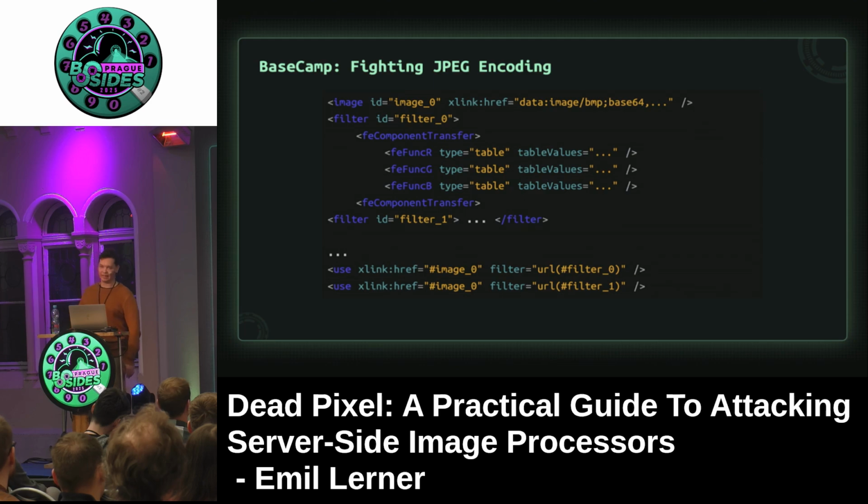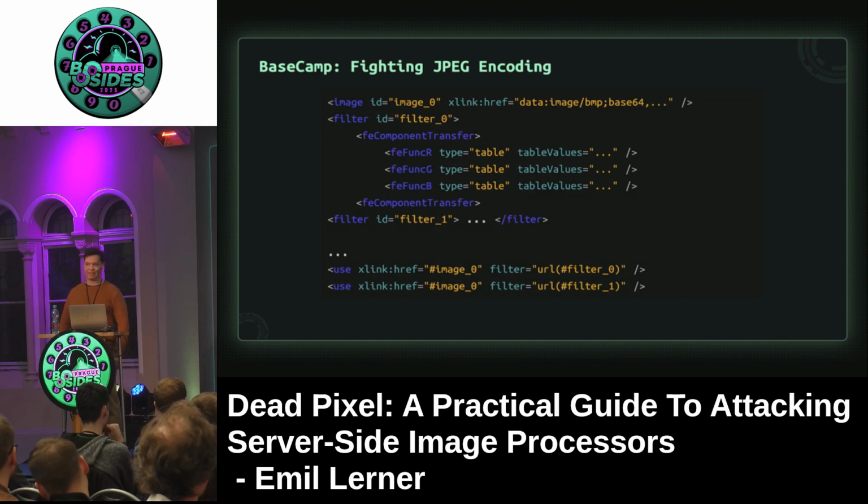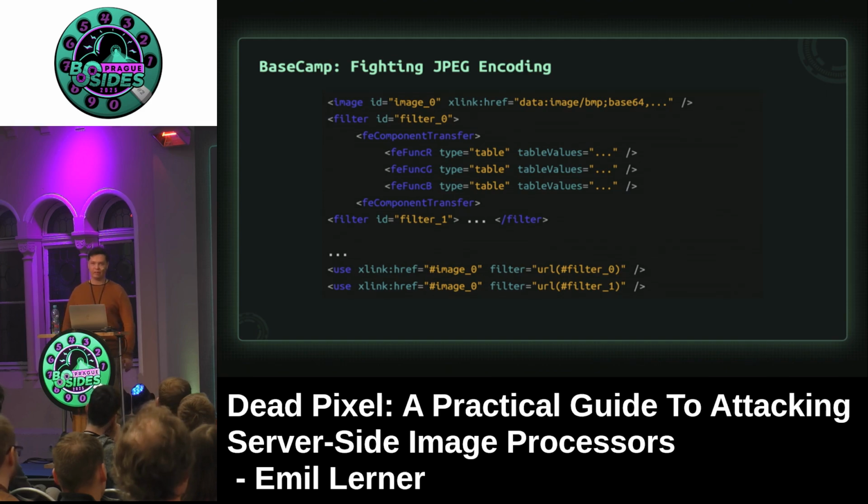Another interesting thing at Basecamp was fighting JPEG lossy conversion. The previews were only in JPEG format. And JPEG is a lossy format. You can't just recover the original data from it. However, I used SVG filters to overcome this limitation. And SVG supports so-called table filters, where you provide a table of 256 values that are just substituted for each value of each channel. So channel is red, green, blue.